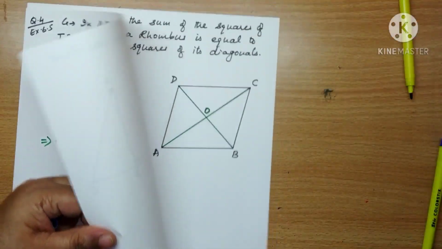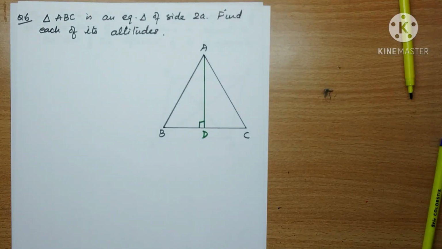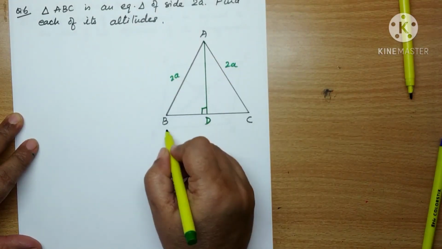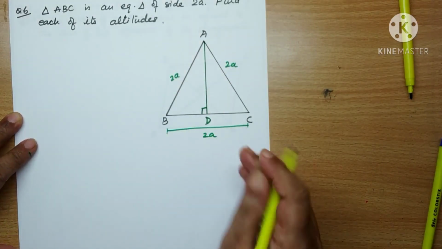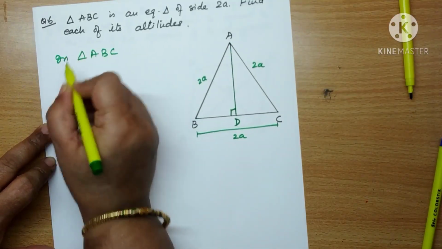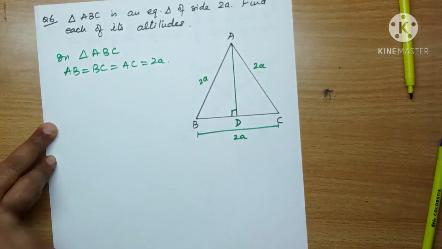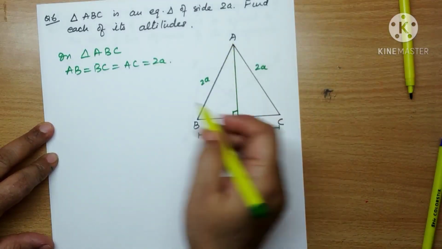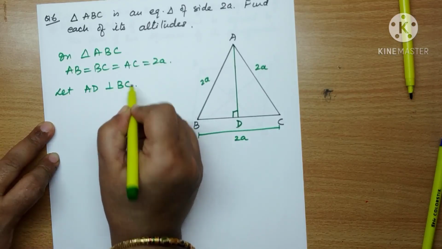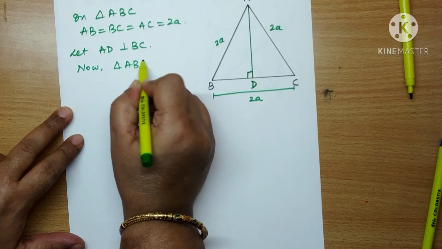Now moving on to question number 6. In question 6, he says triangle ABC is an equilateral triangle of side 2A. We have these sides 2A, 2A, 2A. Equilateral triangle, all sides are equal. In triangle ABC, I have AB equal to BC equal to AC equal to 2A. Then altitude. So let AD be the altitude. Let AD be perpendicular to BC. Now, triangle ABC is an equilateral triangle.